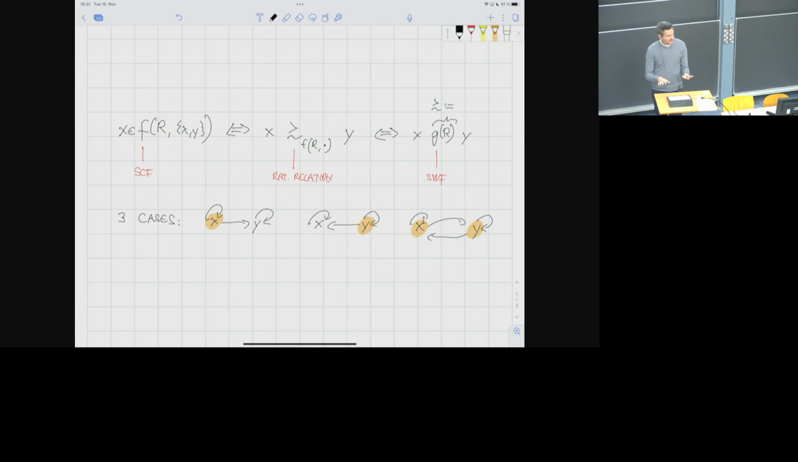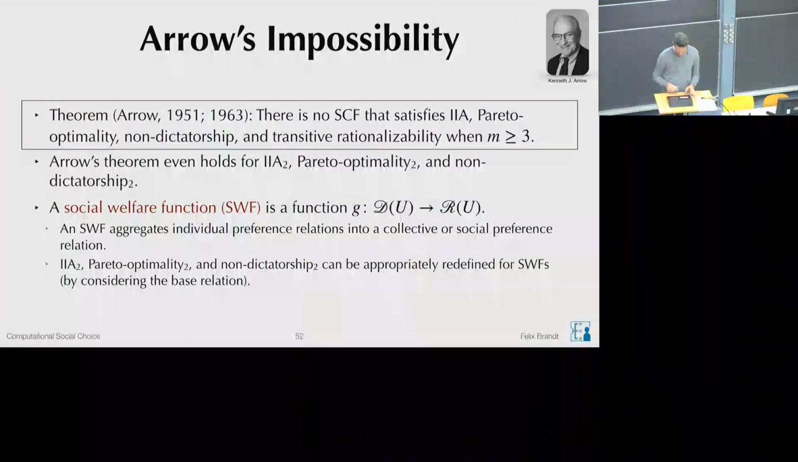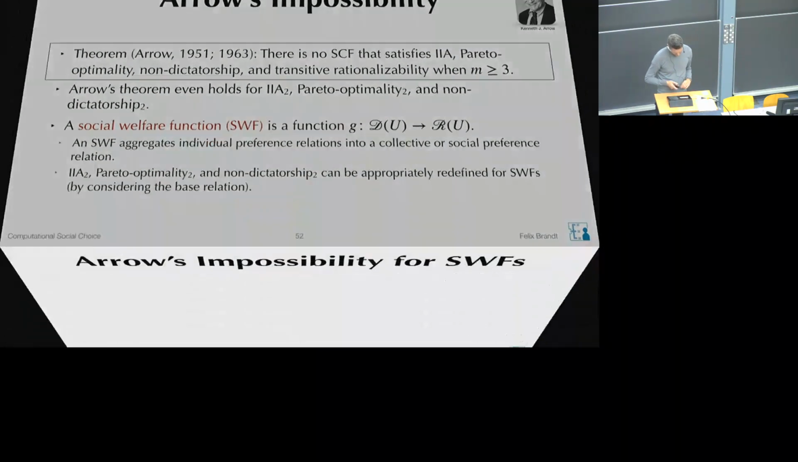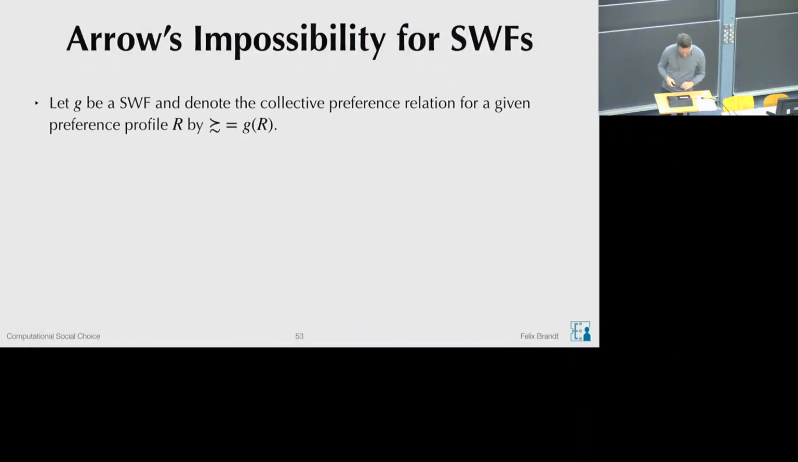As I said, this is not a proof or anything, this is just an illustration to show you how social choice functions and social welfare functions are related, in particular if we talk about transitively rationalizable social choice functions. Okay, so now let's get back to the slide. As I said, we need to redefine these three conditions here. And that's what we are doing now.